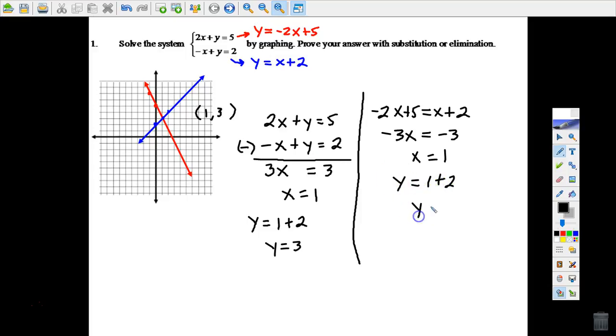Okay. So we proved it in two different ways. The directions said you could just pick one, and the test is set up the same way. So make sure you actually show two different methods along with, of course, your graphing method. Okay, that takes care of number one.